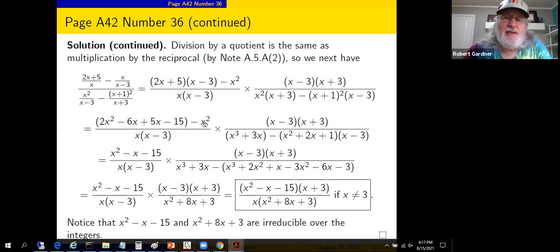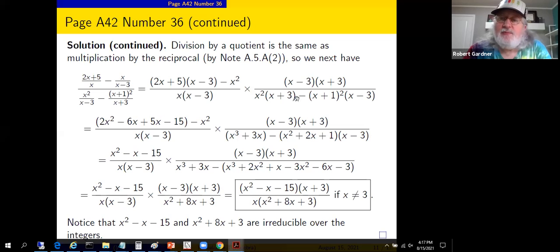From that, we'll subtract the x squared. By the way, upon doing that, we'll have 2x squared minus x squared is x squared. Negative 6x plus 5x, negative x. There's a negative 15. So this numerator expands and simplifies to this.